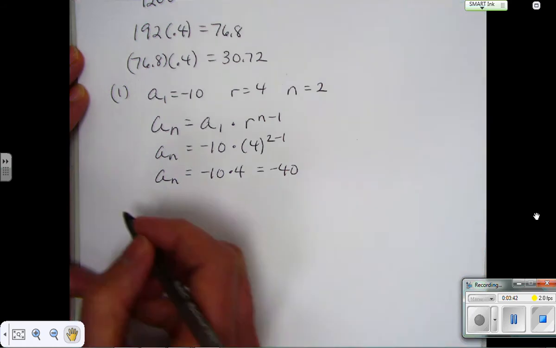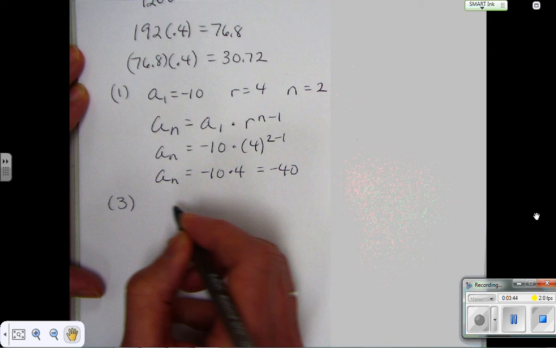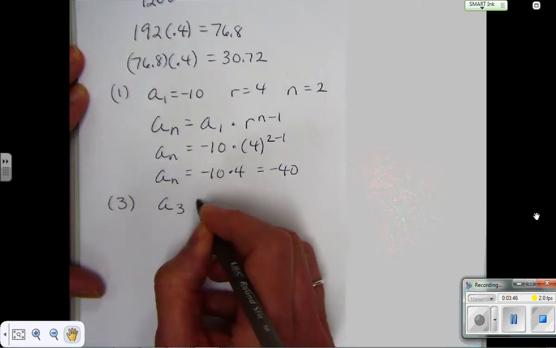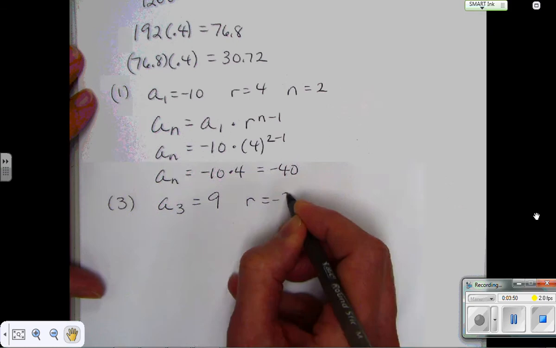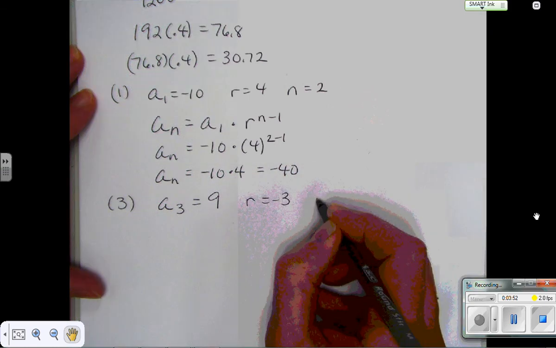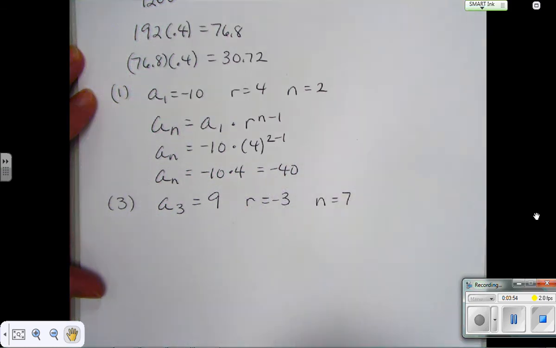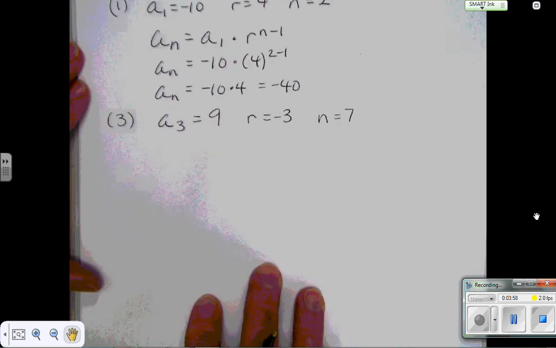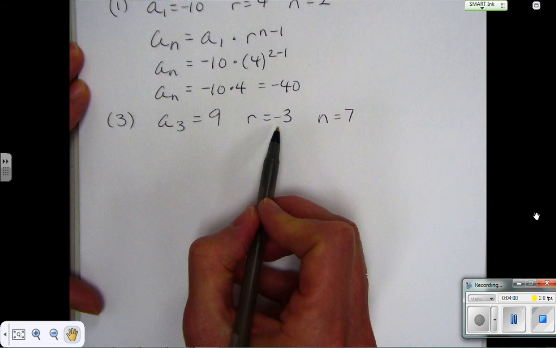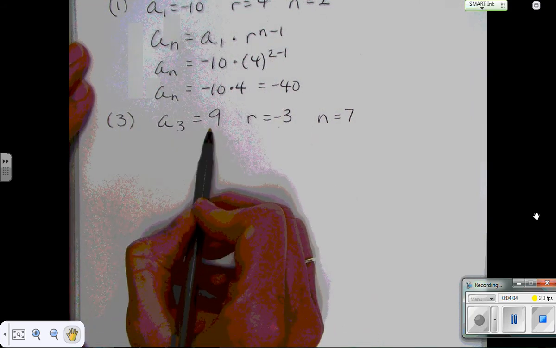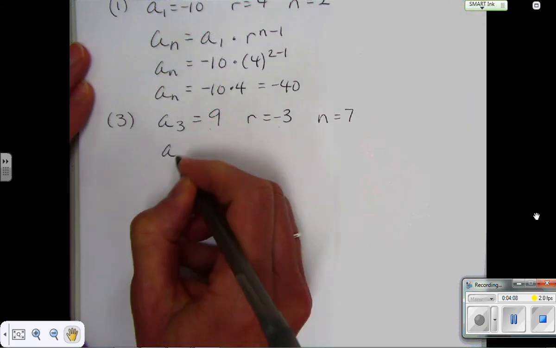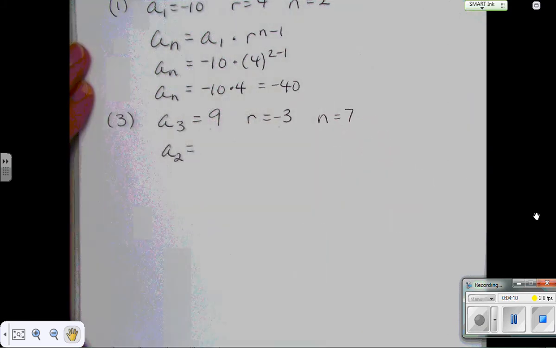Okay, so let's look at number 3. Number 3 is a little bit different because they still want you to find a sub n, but they don't give you the a sub 1. They give you a sub 3. So you're going to have to find a sub 1. The way you do that is you're going to take your rate and divide it into the a sub 3. So if I divide the rate into a sub 3, that will give me the number before it. It'll give me a sub 2.